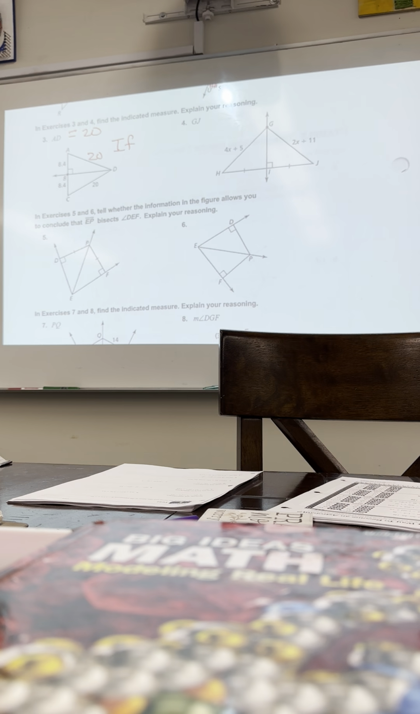I'll write it with you. If D is on the perpendicular bisector of AC, then it is equidistant, or the same distance, from A and C. Also known as the perpendicular bisector theorem, correct? Yes. Okay. All right, number 4.